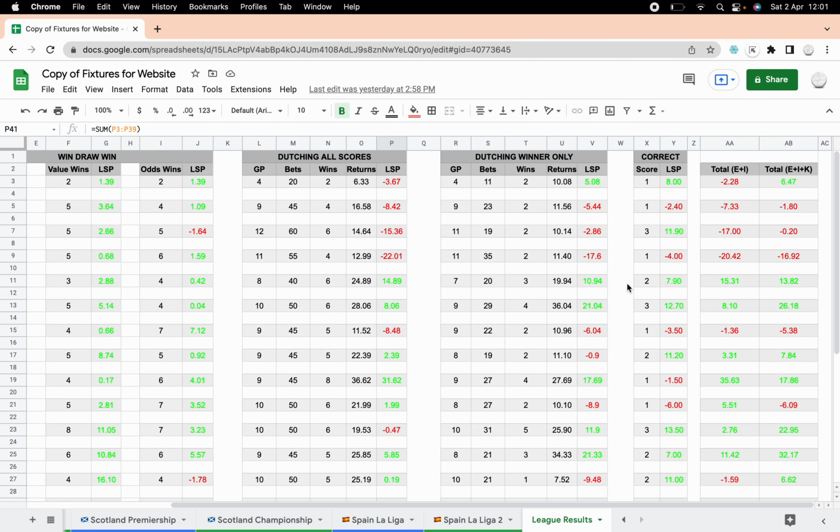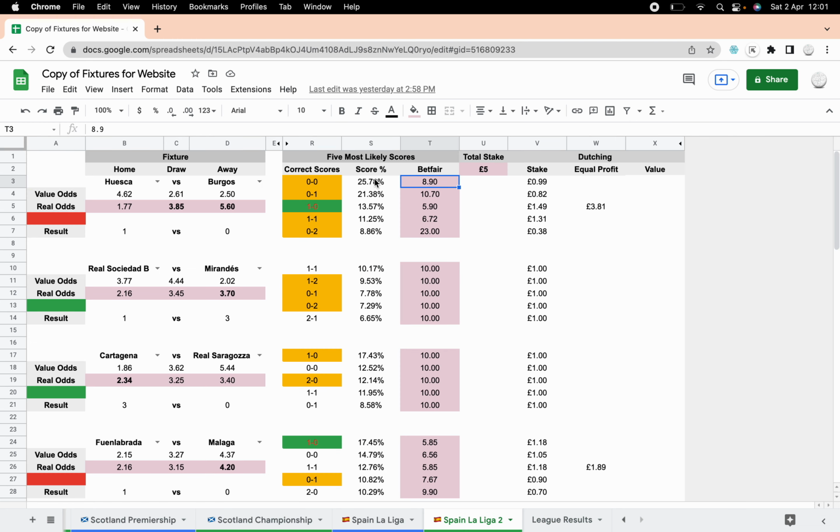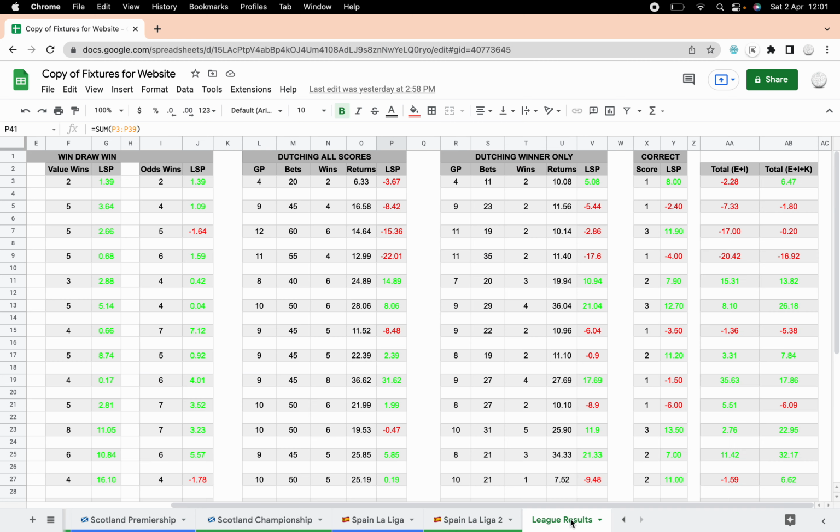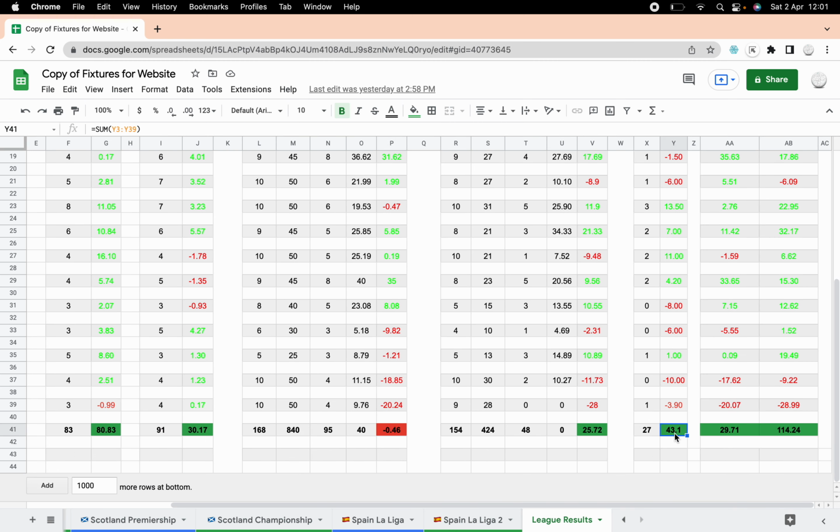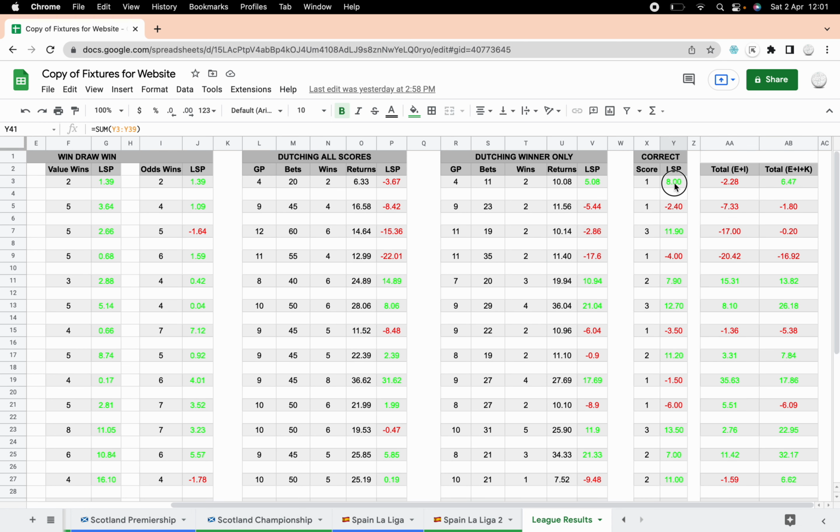If you then look at the correct score, if you just placed a bet on the one correct score, the top score with the highest percentage, which is always the top one here, if you just place that bet, 43.1 points of level profit. Now, that's amazing, isn't it? So you've got some really big ones, and then you've obviously got a few losses.